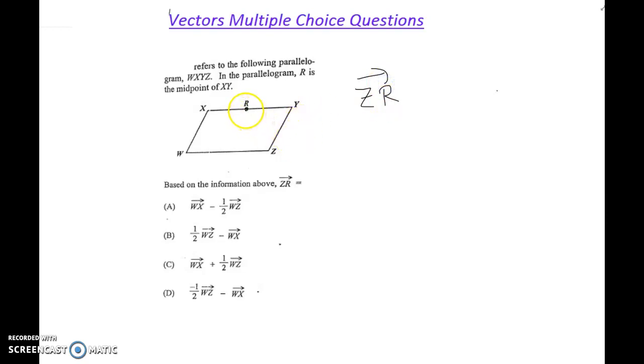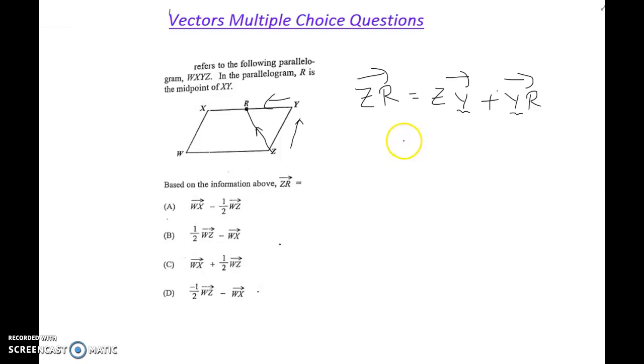Now ZR, I should draw it a little better, right. So that's vector ZR there. Now to get there, we could go this way and then that way. So that gives us vector ZY plus vector YR. If you realize, the letters in the middle, Y, are the same, so we're going to remain with vector ZR.